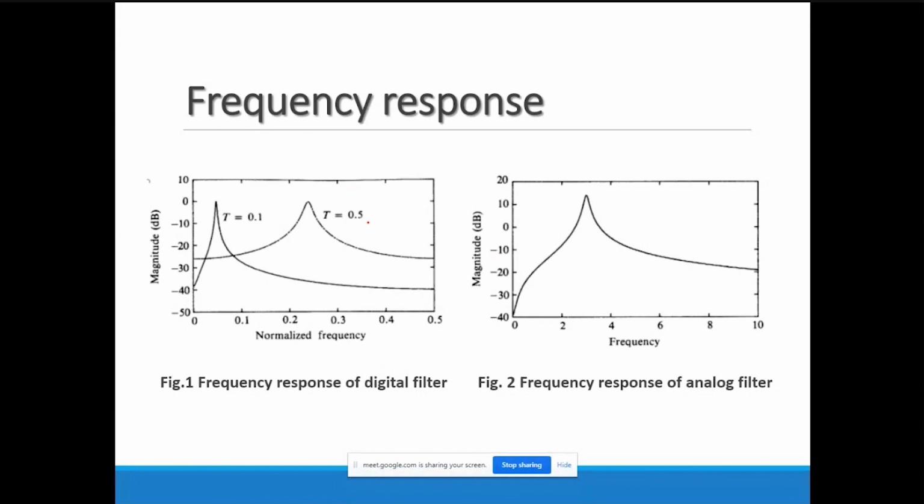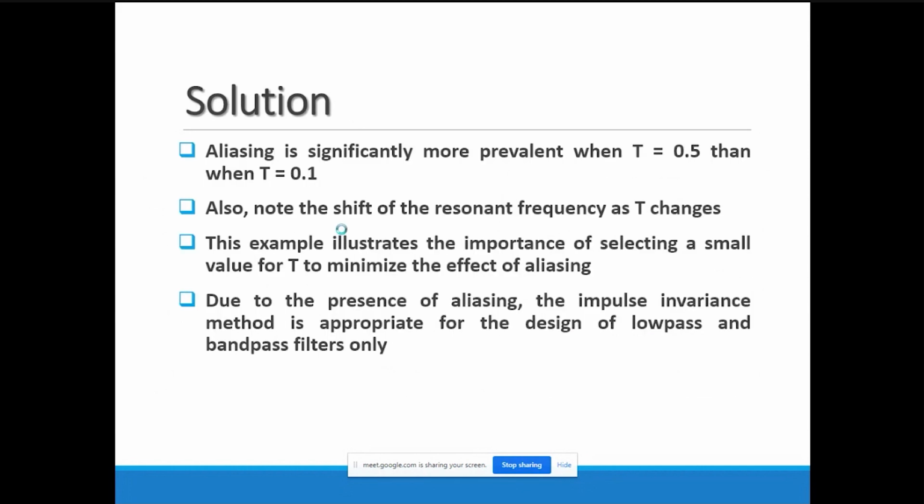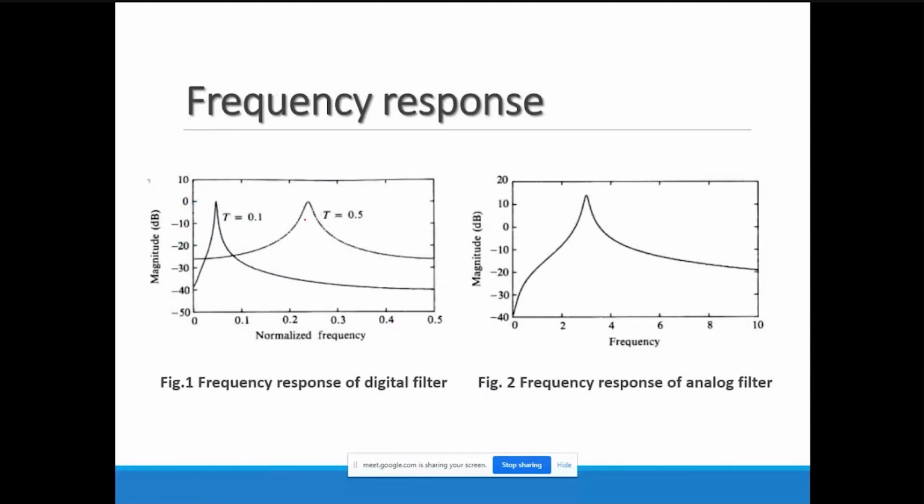As you take different values of t, what happens? The resonant frequency of your digital filter will change. So these things are mentioned over here. Aliasing is significantly more prevalent when t is equal to 0.5 than when t is equal to 0.1. You can easily compare both the graphs. When you take t is equal to 0.1, your graph is very near to the analog filter. But when you take t is equal to 0.5, your resonant frequency is shifted.